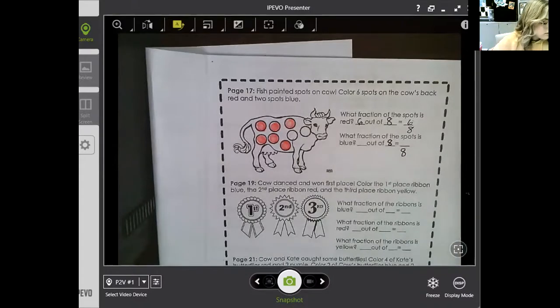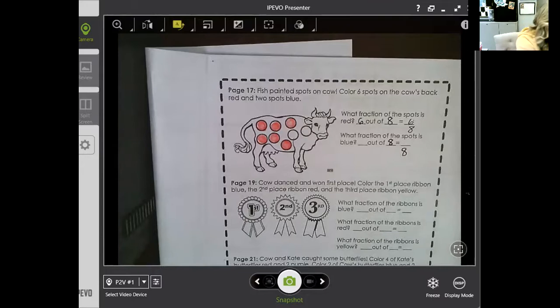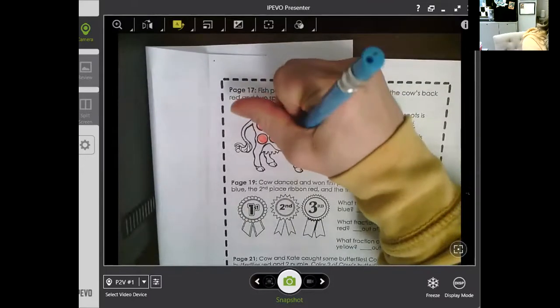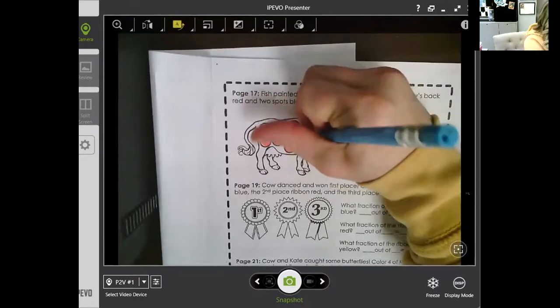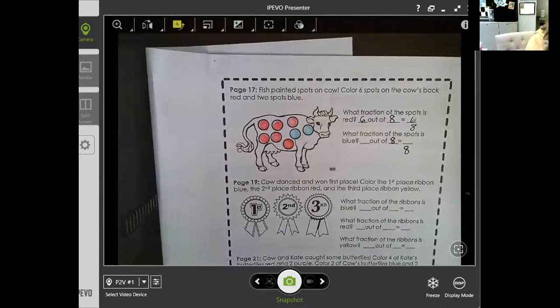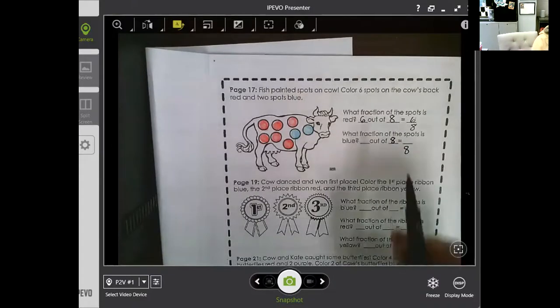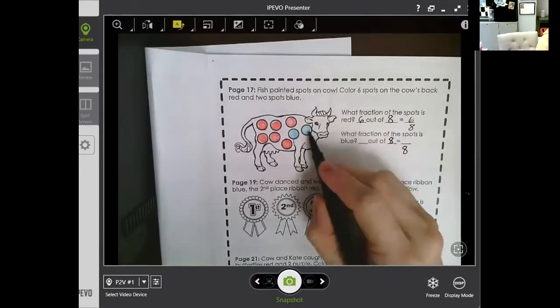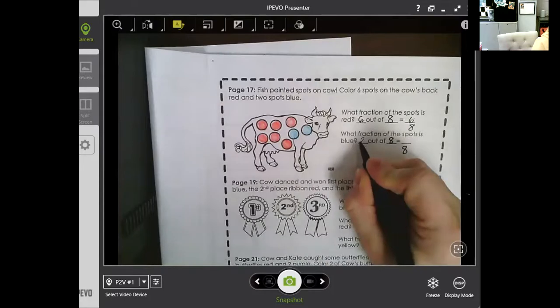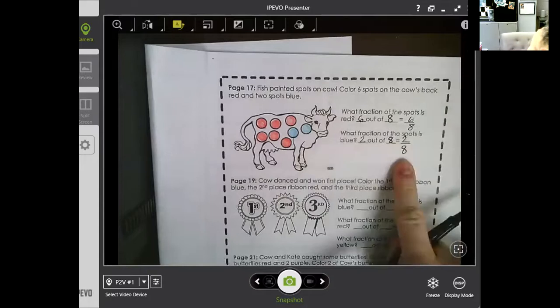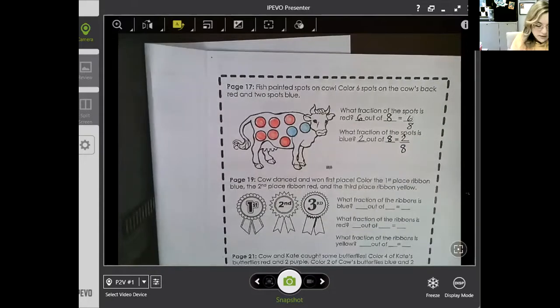If 6 of the spots are red, then that means the last 2 are going to be blue. I really apologize. I can't stop yawning. Okay. So 6 out of 8 are red, and 1, 2 spots are blue. 2 out of 8 spots on the cow are red, or sorry, are blue.